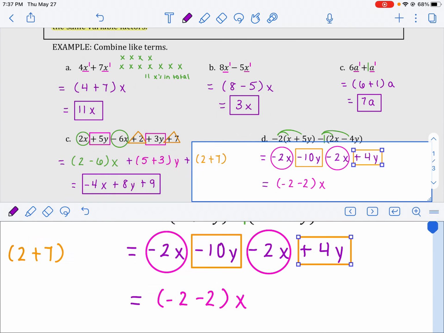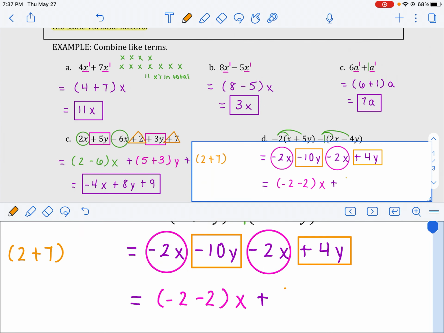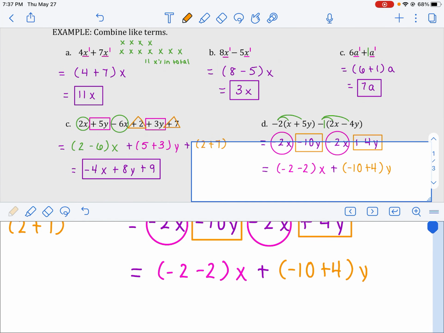So to that, we're going to add the y's. So the coefficients are negative 10 and positive 4 with a y on the outside. Negative 2 and negative 2 make a negative 4. Carry down the x. Negative 10 and 4 make a negative 6, so it'd be minus 6y.